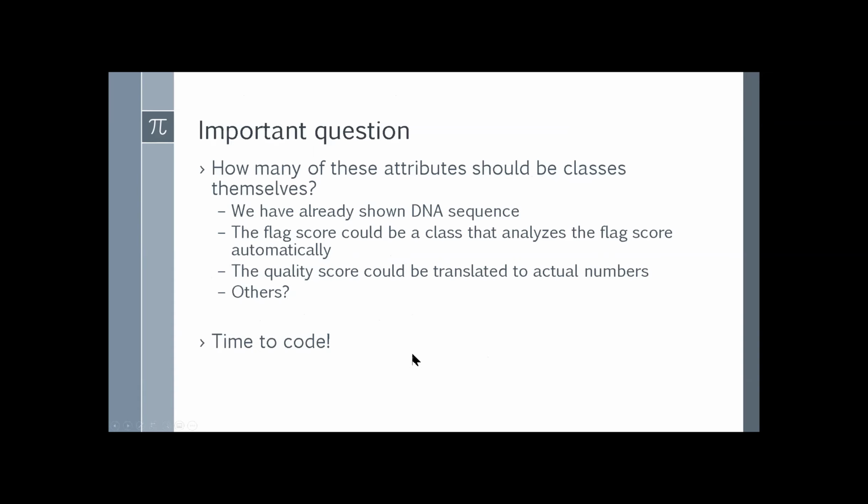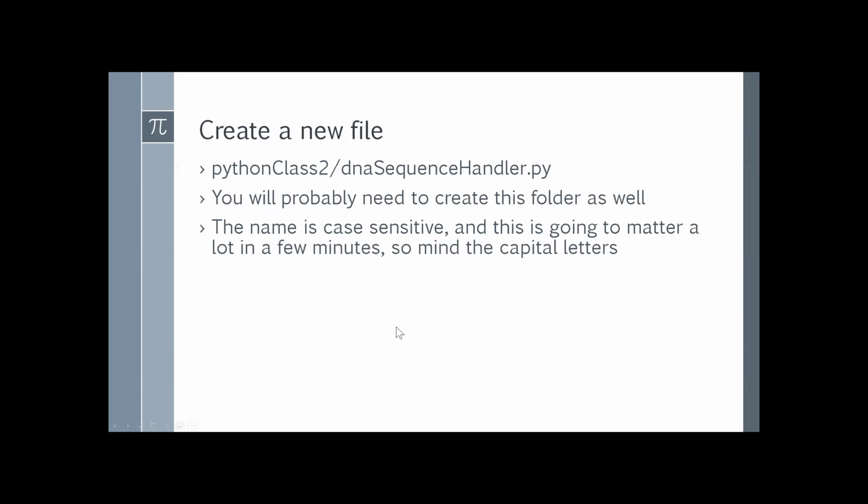So when we think about it, how many of these attributes should be classes themselves? We already talked about DNA sequence as an object. Flag score could be a class that does analysis on the flag score. That's a definite possibility. The quality score could be translated to actual numbers. That would definitely be useful. And maybe some others.